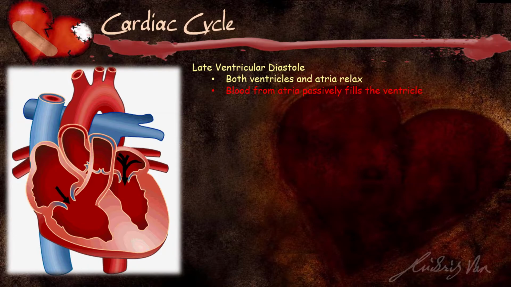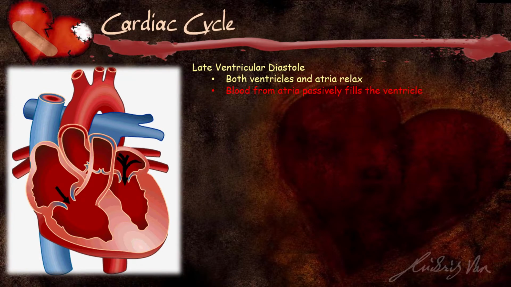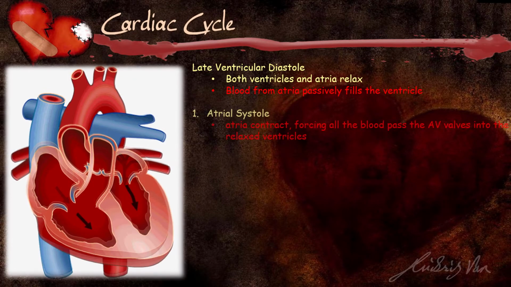After this stage, the atrium will start to contract. So we call this stage the atrial systole. When this happens, both the atria will contract, forcing all the blood to pass through the AV valves into the relaxed ventricles. So you can see that the shape of the atrium is different. So the atria will contract and push all the blood into the ventricle in this stage. Very simple. Atria contract.